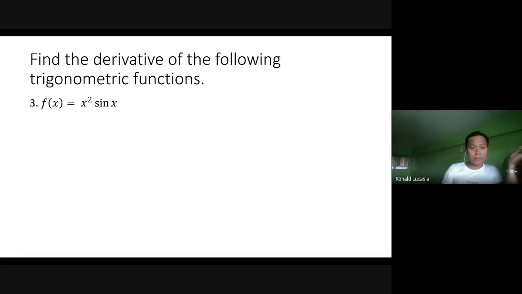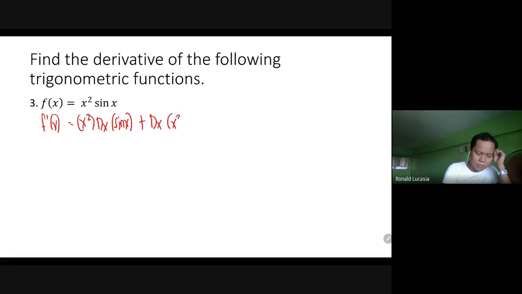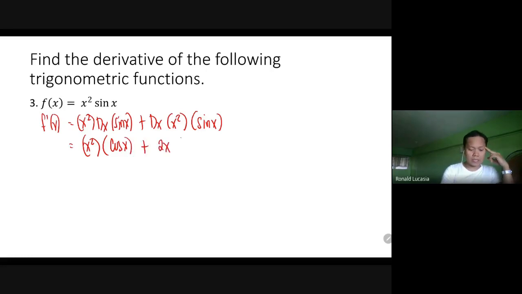So here, it's a product. So the derivative of that will be x squared multiplied by the derivative of sine x plus the derivative of x squared multiplied by the sine x. So we have here x squared, the derivative of sine x is cosine x, and then the derivative of x squared is 2x multiplied by sine x. In other words, the derivative here is x squared cosine x plus 2x sine x.